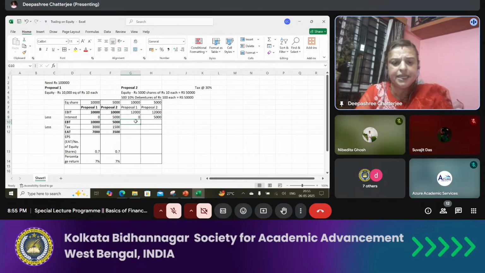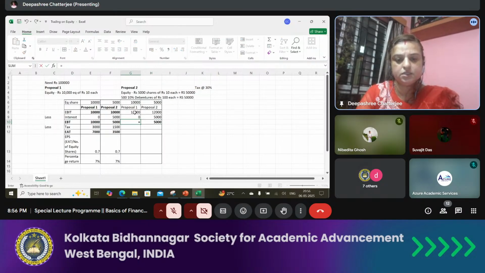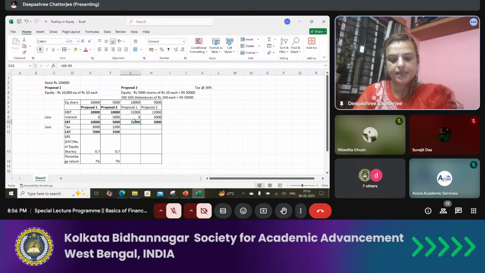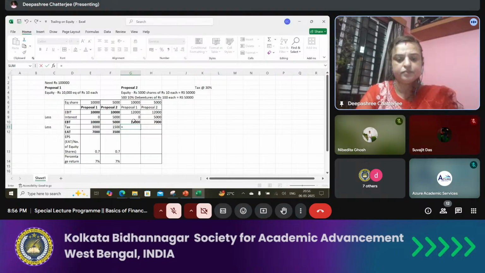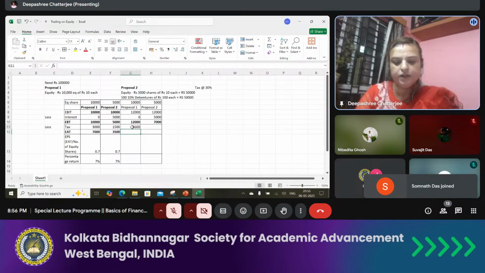Now what will be our EBT? Let's copy the formula here. Same formula, and then we get our EBT: 12,000 minus 5,000, that is 7,000. This is our earning before tax. Now the tax rate is 30%, so we multiply by 0.3, 30%. So here we get 3,600 in proposal 1, and in proposal 2, 7,000 at 30% is 2,100. This is the tax here.